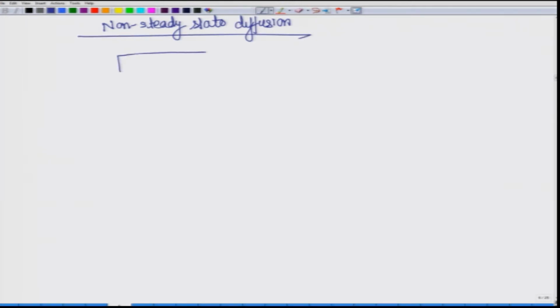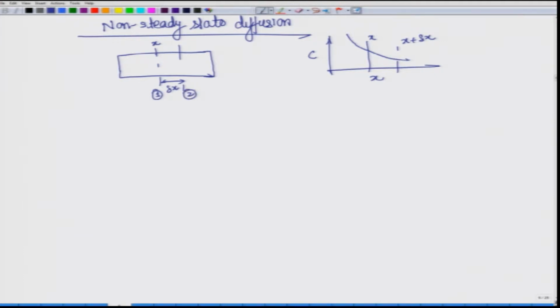So, let us say this is a bar, and for this the concentration gradient is given like this, Cx, concentration is moving like this. This is x, and this is at some distance x plus delta x. So, similarly, we draw here this is some distance x and this width is delta x. We will call this plane 1, and we will call this plane 2.